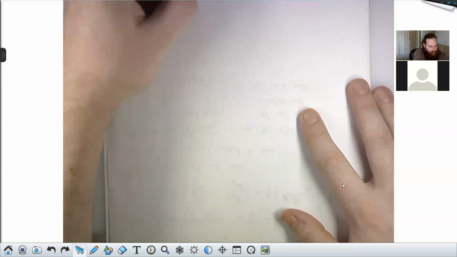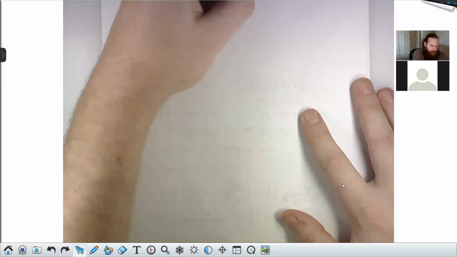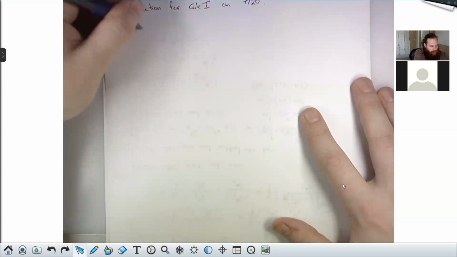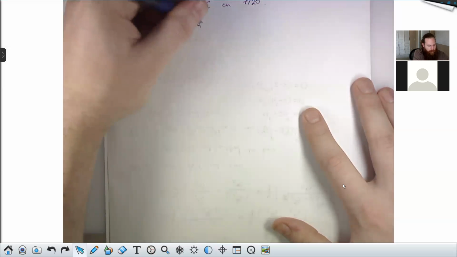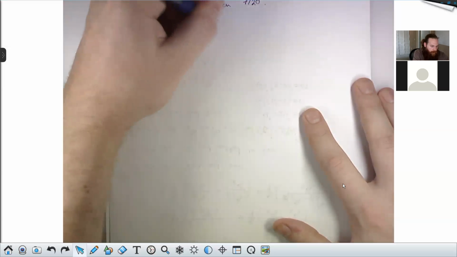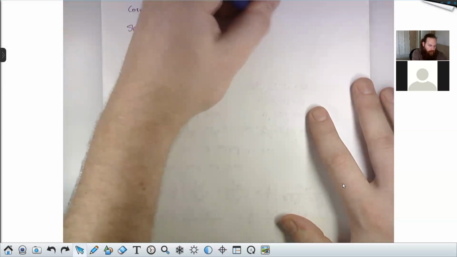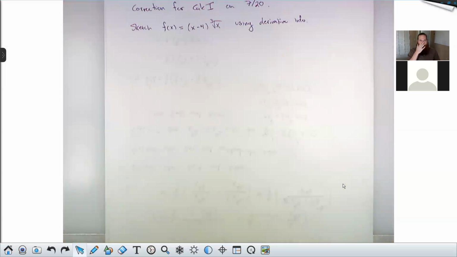For Calc 1 on 7/20. We wanted to sketch f of x, which was parentheses x minus 4 times the cube root of x, using derivative info. All right, so this got out of hand pretty fast because the derivatives are a little bit nasty and involve negative powers of x.